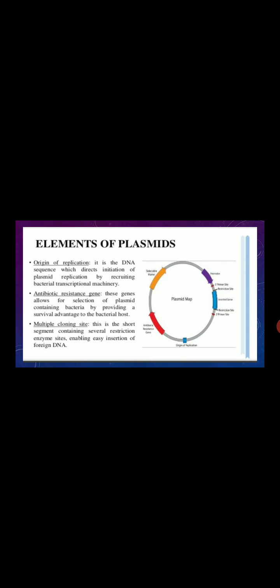The elements of plasmids: the first part in the plasmid is the origin of replication. It is a DNA sequence which directs initiation of plasmid replication by recruiting bacterial replication machinery. Second, the antibiotic resistance gene. These genes allow for the selection of plasmid-containing bacteria by providing a survival advantage to the bacterial host. Third, the multiple cloning site. This is a short segment containing several restriction enzyme sites enabling easy insertion of foreign DNA.